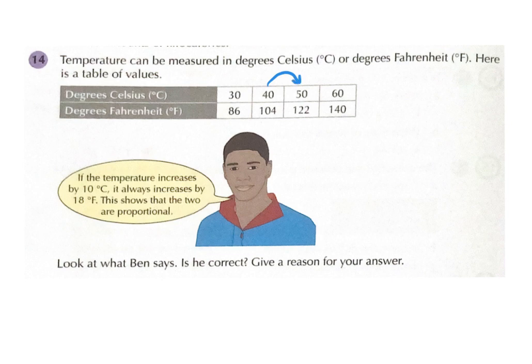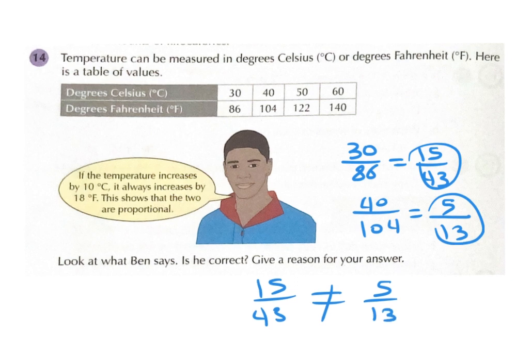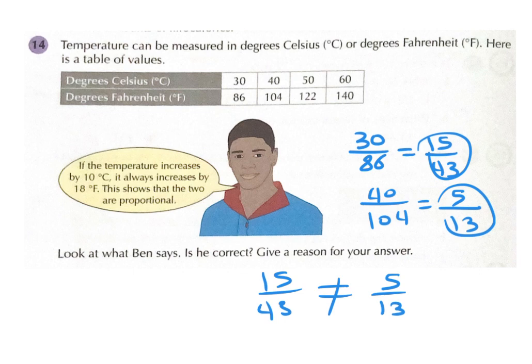Guys, listen. Direct proportion means what? Increase by the same ratio. So if we multiply this by a number, you have to multiply this by the same number. So the ratio between 30 and 86 in the simplest form is 15 over 43. And the ratio between 40 and 104 is 5 over 13. So they are not equal. Okay? So this is not direct proportion. So they are not in proportion.